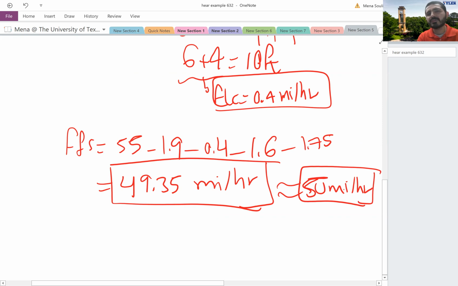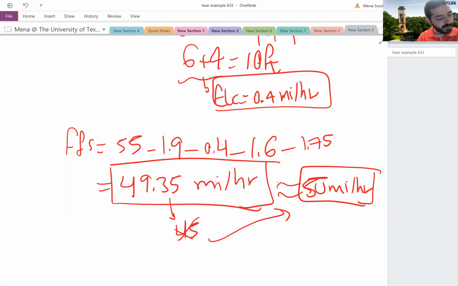It's going to be too conservative a correction if we truncate it at 45 miles per hour. So typically, again, if it's very close or almost there, we round to the nearest 5 miles per hour, so 50 miles per hour. Any questions on this example? Questions, concerns?